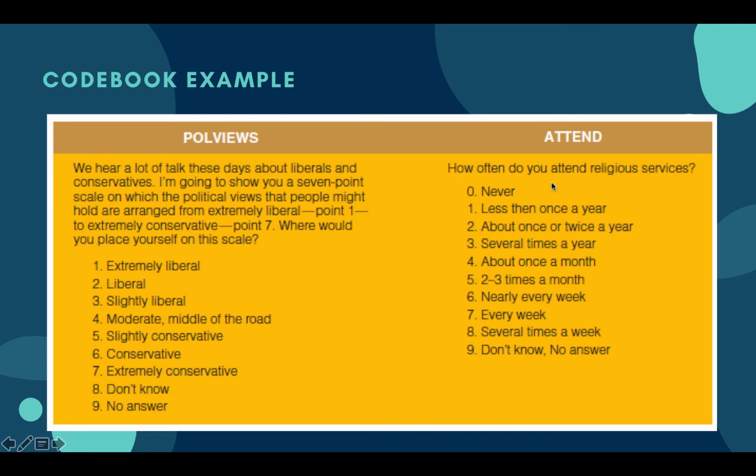Same thing for how often do you attend religious services, the attend variable. So in your code book, it's going to give you the text of that question, right? It'll say poll views is the variable name. The actual question text will be listed. The options or attributes that could possibly be selected are listed there. Oftentimes it's gonna say 1 to 7, like it says here, 1 to 7, but it's not gonna say don't know, or it'll say don't know, but if they don't answer, they just won't answer.